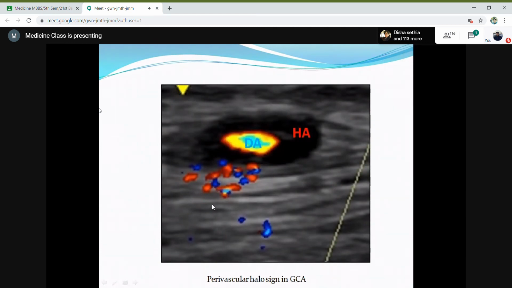So when we are doing the ultrasonography of the temporal artery, this is the artery, and this is the perivascular halo that we get in patients with giant cell arteritis. This is called the halo sign in cases of giant cell arteritis. These are pathognomonic for giant cell arteritis.